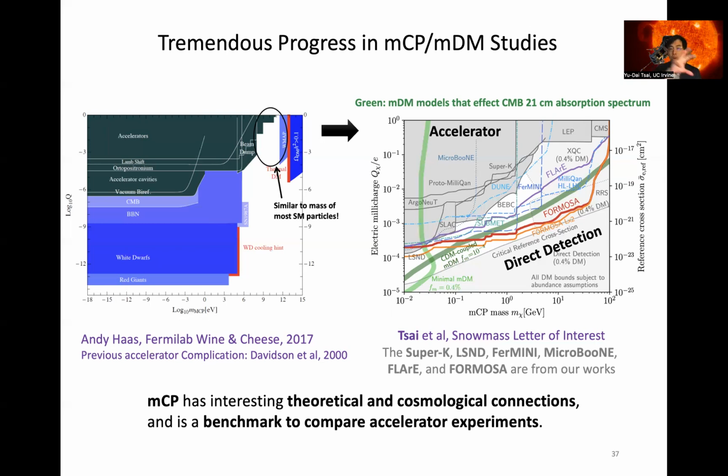Not just particle cosmology for dark matter, but cosmology that is very observational, like CMB-S4, those kinds of cosmology. So Millicharge particle has interesting theoretical and cosmological connections and is a benchmark to compare accelerator experiments. And I have made a significant contribution in putting a lot of these curves together, including Super-K, LSND, Fermilab, milliQan, ArgoNeuT, and FORMOSA curves, which are all from our work, or from my work.